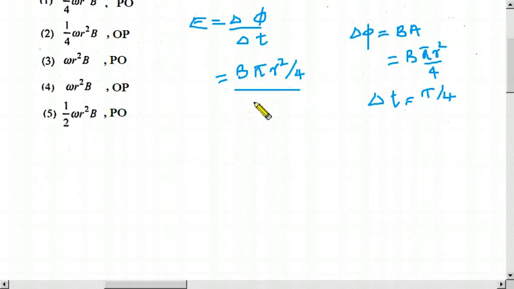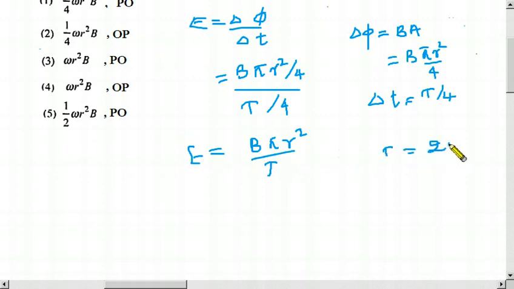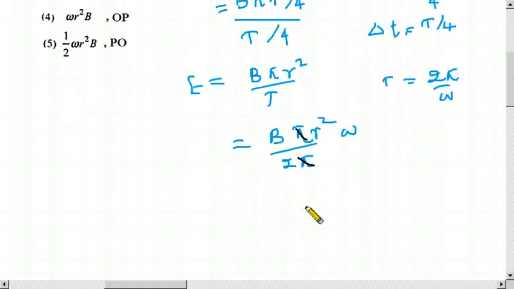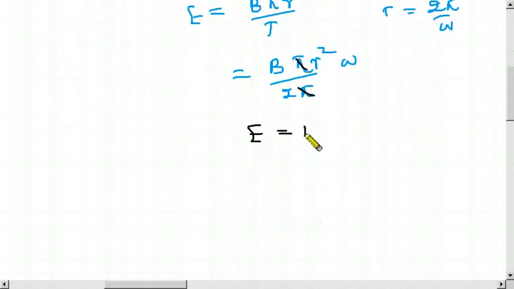So substitute here, then 4 cancels, B phi r squared by t, that is the EMF. So T equals what? 2 phi by omega. So substitute, then B phi r squared, T is going to be 2 phi by omega. So phi cancels, then E is B r squared omega by 2.